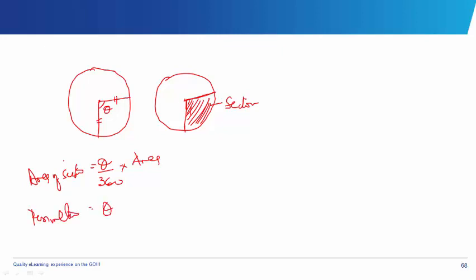It will give us still the same angle divided by 360 multiplied by the whole perimeter of the circle, or the circumference. Okay, so whether it's the area or the perimeter, always do the angle divided by 360, then multiplied by the area if it's area, or multiplied by the circumference if it's perimeter.